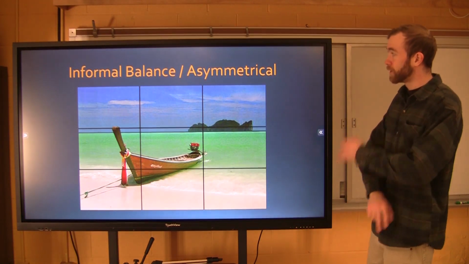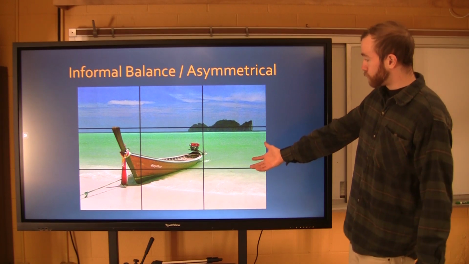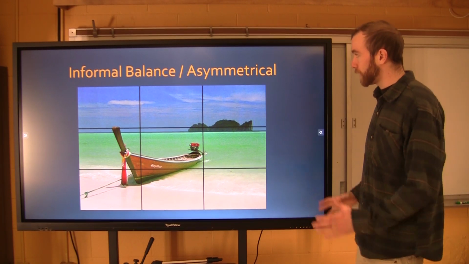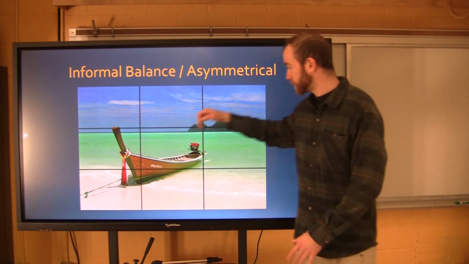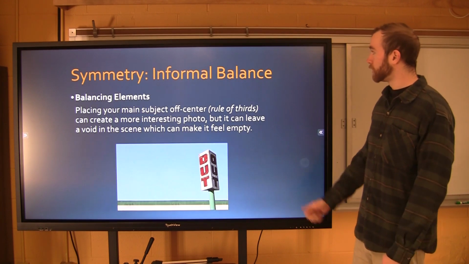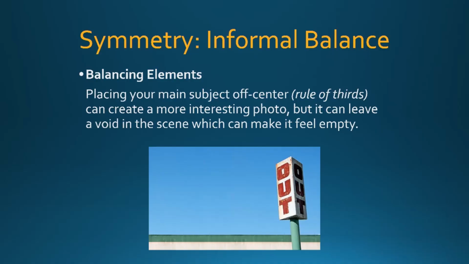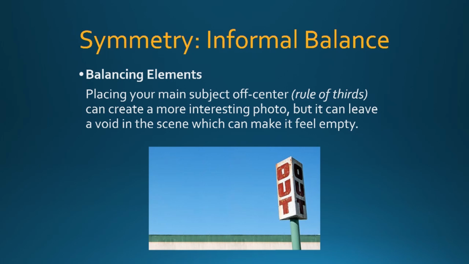So, balance in photography. We're going to start out with informal balance, asymmetrical. Here we have a nice boat, mountain in the background, and it is not symmetrical, it is asymmetrical. It's not the same on this side as it is over here, but there's informal balance at play. So, placing your main subject off-center, especially if you use rule of thirds right here, can create a more interesting photo, but it can leave a void in the scene, which can make it feel empty.